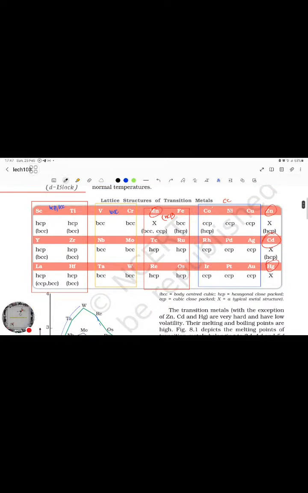Okay, and then for cobalt, nickel, copper, that is 9, 10, 11 groups will have CCP structure. And then finally the zinc, cadmium, mercury will not have any structure. So as you can see, scandium, titanium groups, the third and fourth group has HCP or BCC. Second group has BCC, third element has HCP structure, and the fourth grouping has CCP structure, and final grouping doesn't have any structure. So this is the keyword we remember.